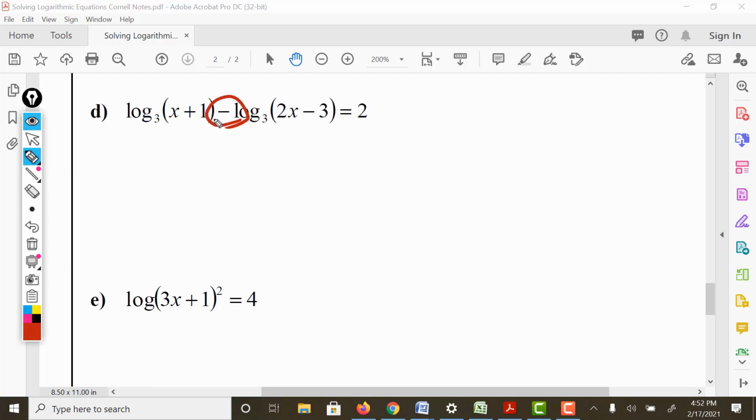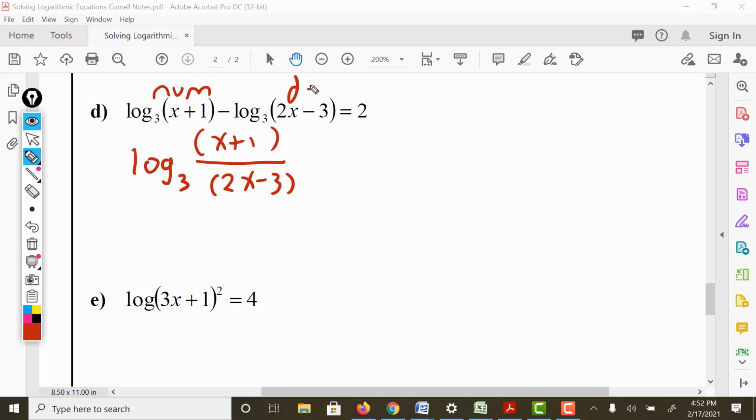However, these logarithms are being minused, and therefore we're going to subtract. If they're subtracting, we're going to divide, right? So they're going to divide these. It'll be x plus 1 up here, 2x minus 3 down here. This is the numerator. This is the denominator if we have a minus. Logarithms, subtraction is division.